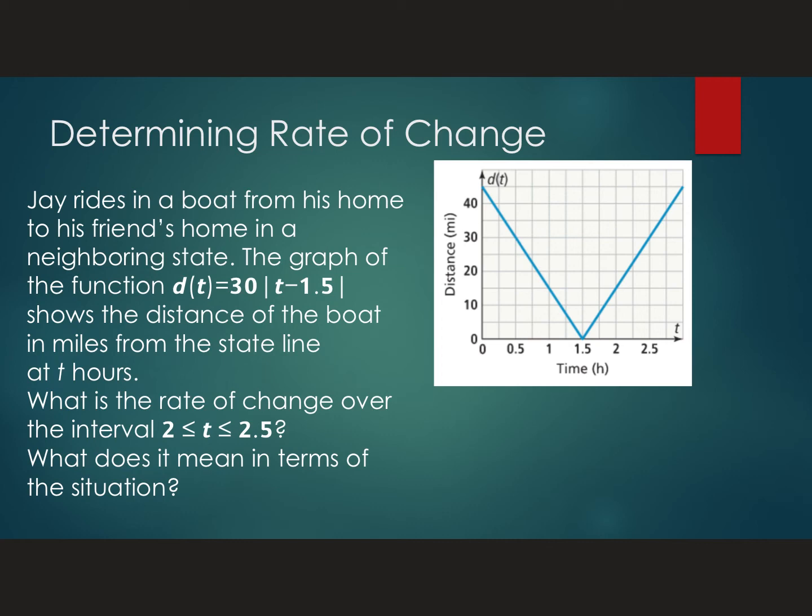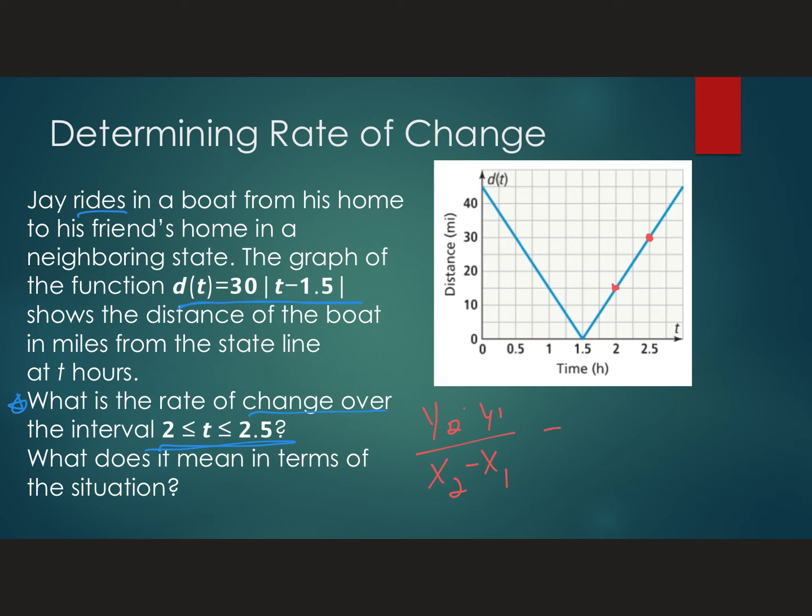We sort of looked at this already, but let's look at this again. Jay rides his bike from his home to his friend's home. So we're looking at the same thing. We have the same graph. What is the rate of change over the interval 2 to 2.5? So we're looking at the interval between 2 and 2.5. Remember, to do our rate of change, we just do change in y, y2 minus y1 over x2 minus x1.